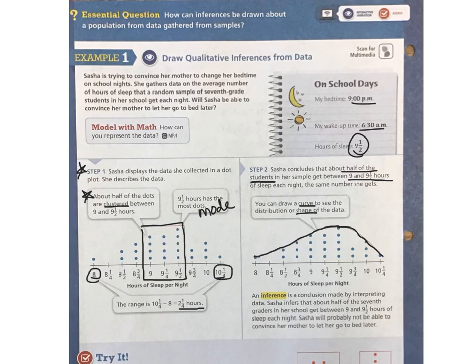Just like in writing and literature, an inference is a conclusion made by interpreting data, or looking at the information you're given and making a conclusion about that information. Sasha infers that about half of the 7th graders in her school get between 9 and 9½ hours of sleep each night. Sasha will probably not be able to convince her mother to let her go to bed later.